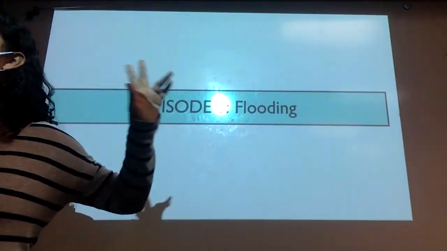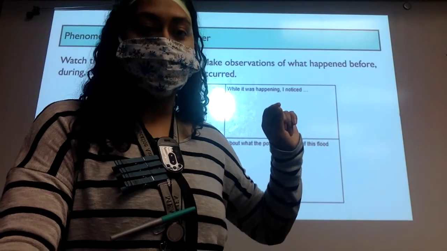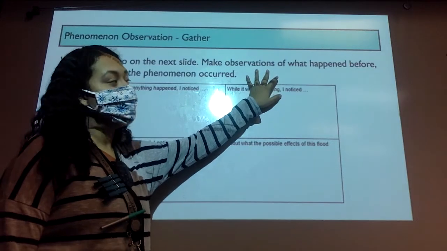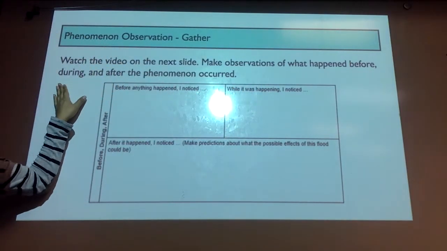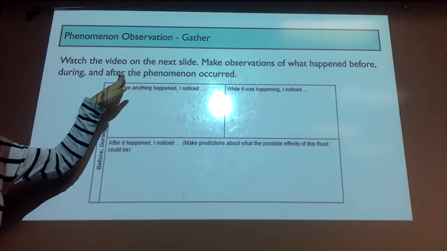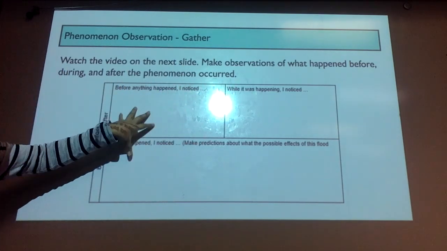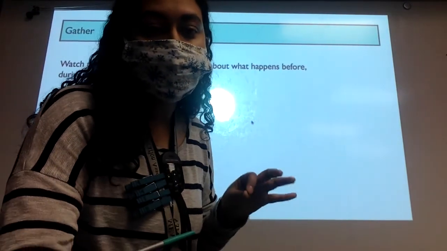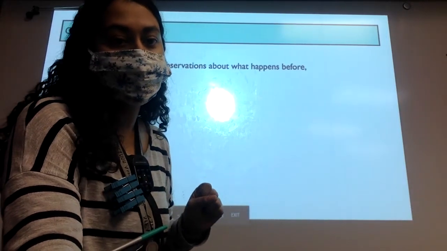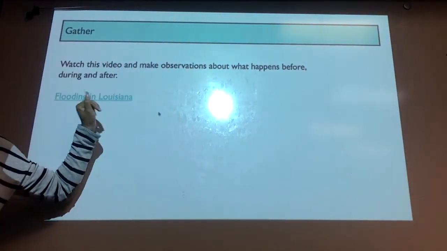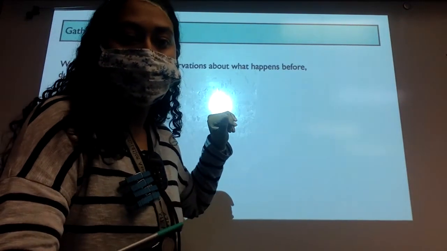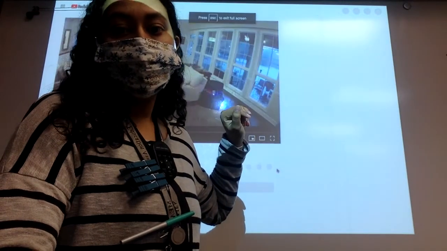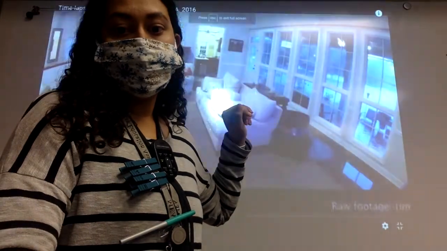Okay, so episode 1 is flooding, okay? So we're focusing on flooding today. So, watch the video on the next slide. Make observations, Noah, focus, of what happened before, during, and after the phenomenon occurred. So we're going to fill out a template that looks like this. Okay, so watch this video and make observations about what happens before, during, and after. So this is a flooding in Louisiana, okay? Hopefully it's loud enough. Oh, there's no sound to it.